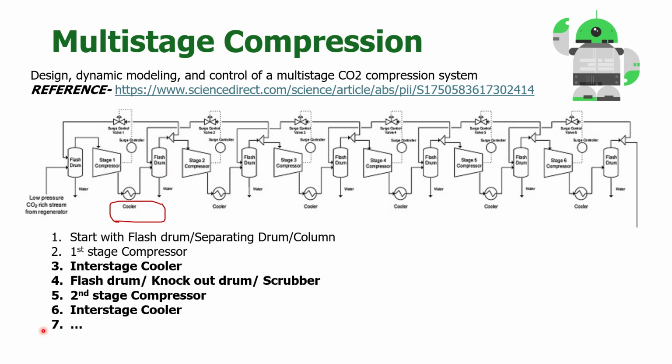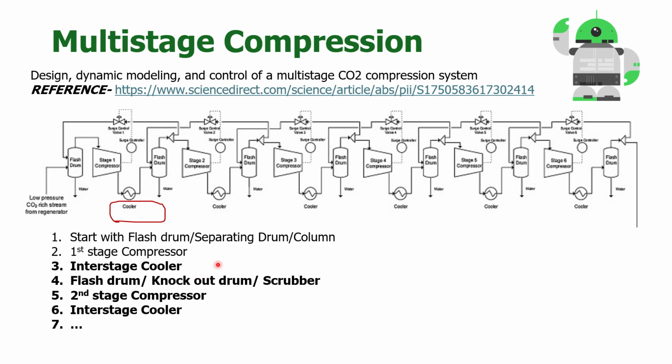I have added here the sequence of the process. Start with the flash drum, the initial separating equipment. In our case study, as you have seen, it is an absorption column or just a vertical separator. Then you have the first stage compressor, interstage cooler, flash drum, knockout drum, scrubber. You can take notes here. Then the second stage compressor, interstage cooler. The same sequence continues till the end. And one more recommendation here: you need to be able to answer this question.